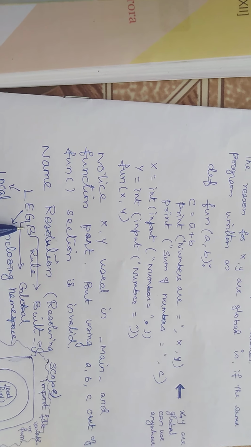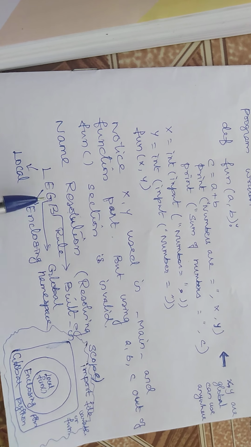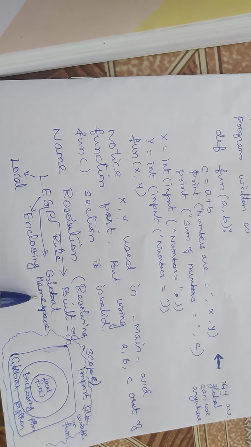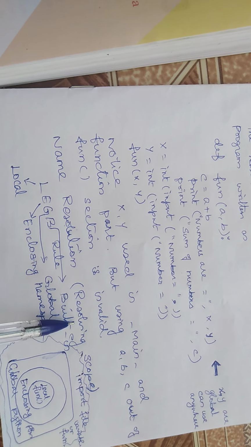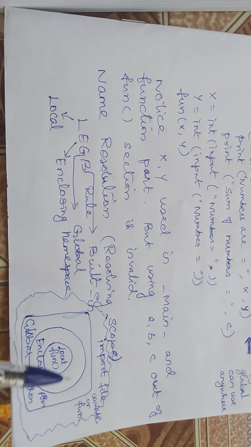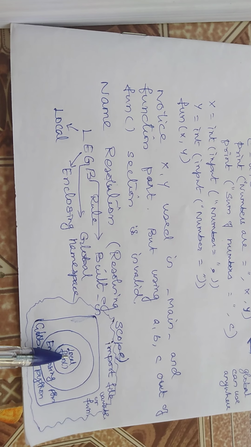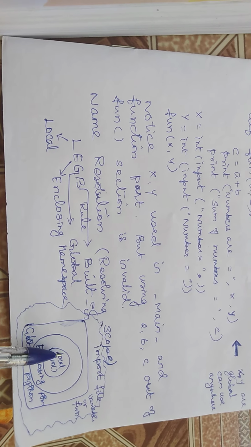That's called LEGB. L is the local area, E is the enclosing namespace, G refers to the global namespace, and B refers to the built-in namespace. In your book also you can find this diagram. The local function values are available only in this area, and cannot come out of that area.